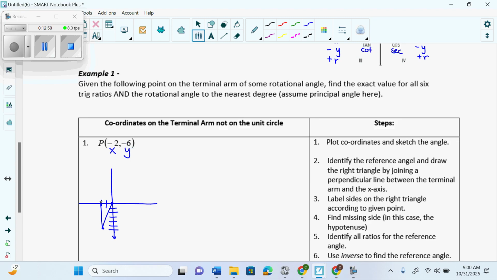Okay? So here we have x equals -2. Make sure you label it correctly. Y equals -6. Guys, we're in quadrant 3. This coordinate is sitting right in that little quadrant. What trig ratios are going to be positive?